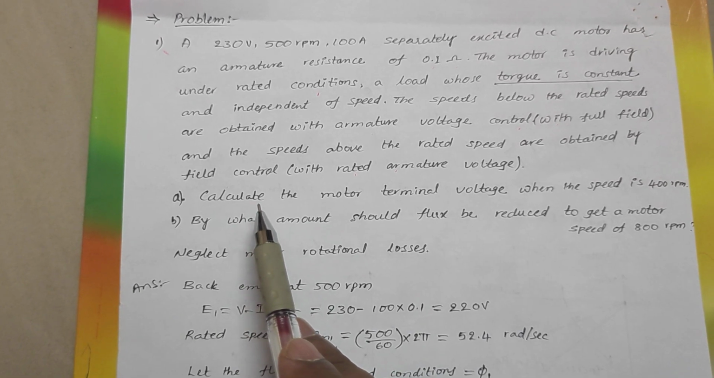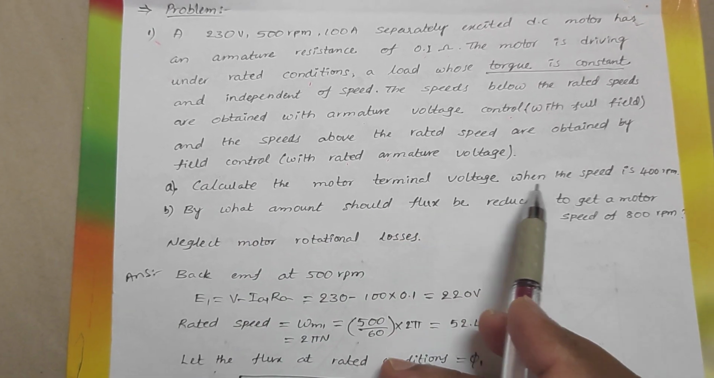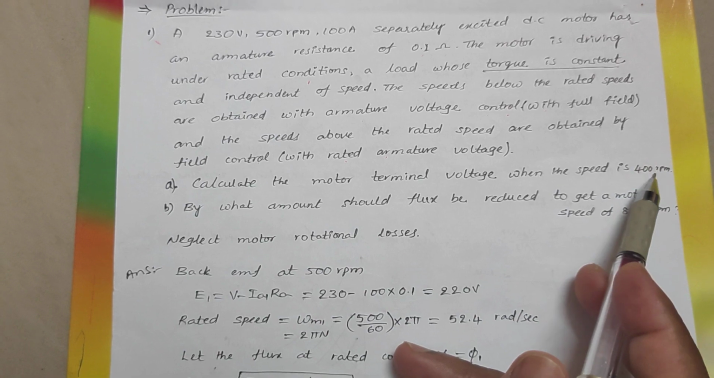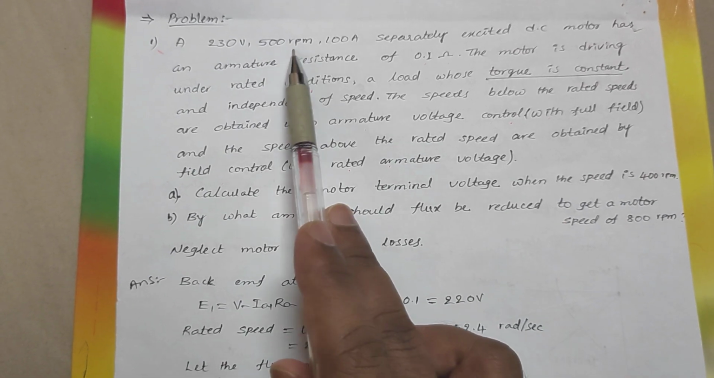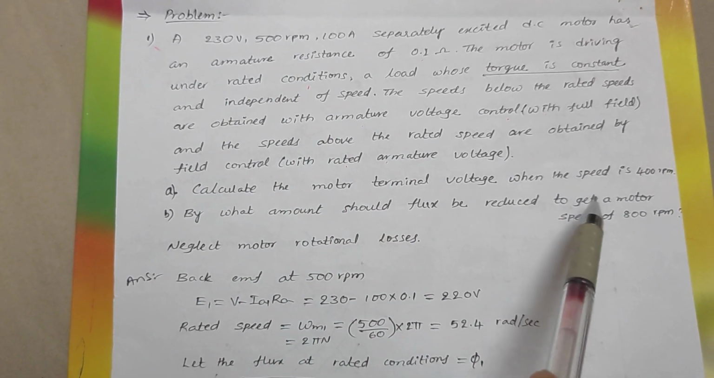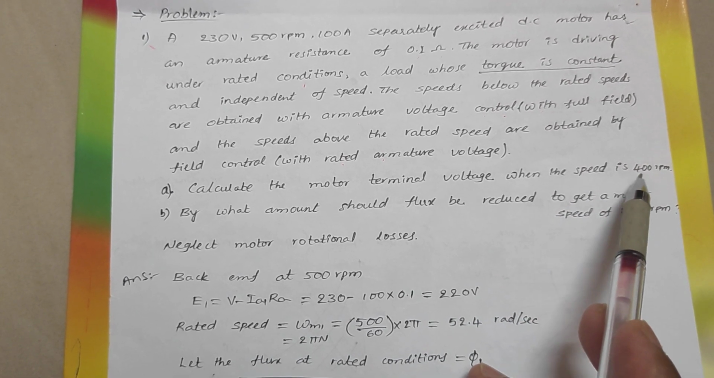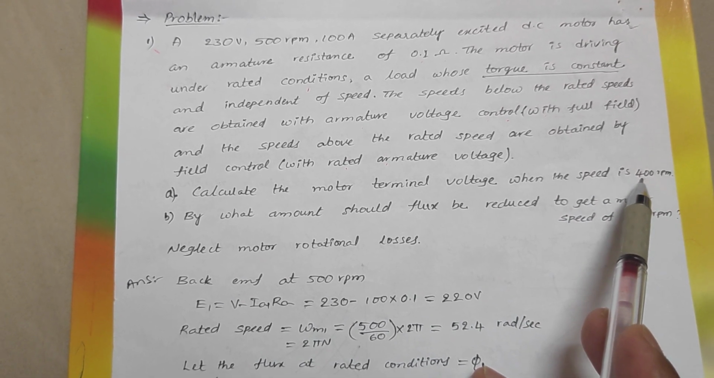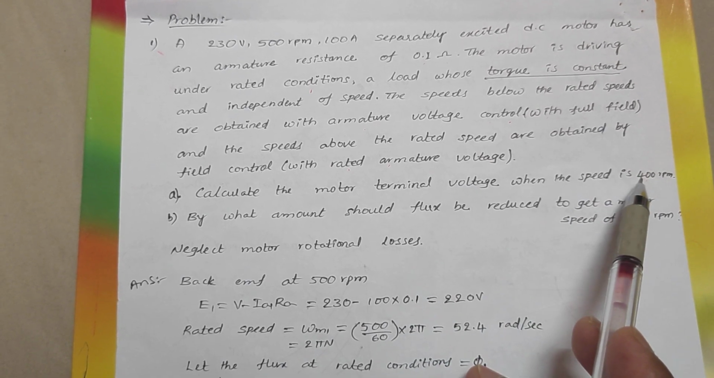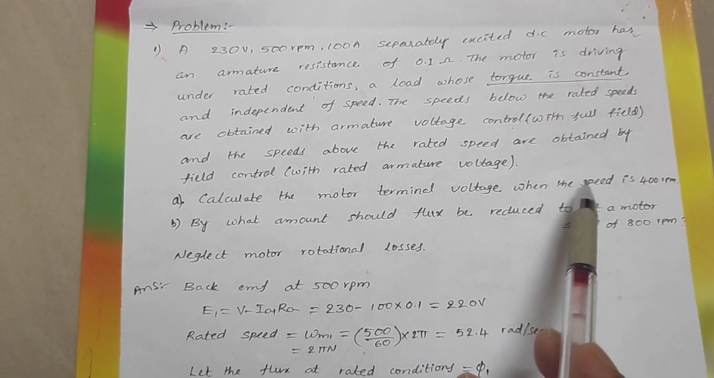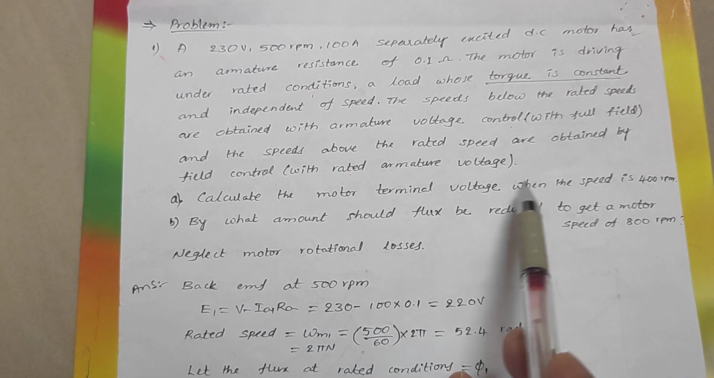First problem is calculate the motor terminal voltage when the speed is 400 rpm. Your rated speed is 500 rpm. So if you want to calculate the terminal voltage for this 400 rpm, it is less than the rated rpm. That's why it is done by using the armature voltage control method.